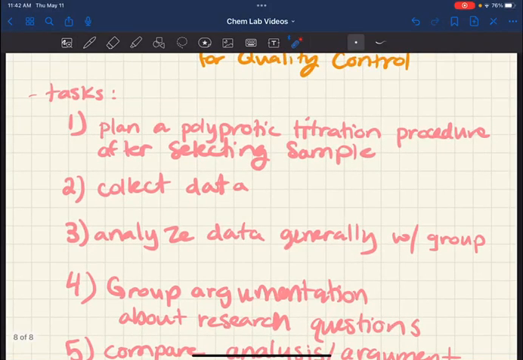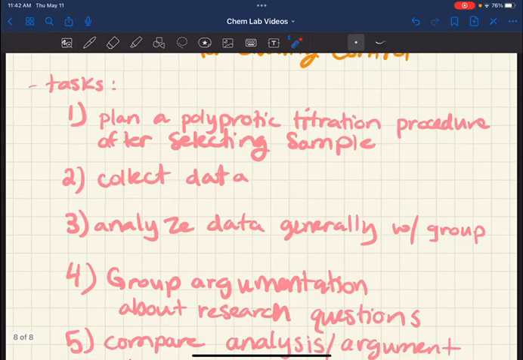All right, so the tasks involved in the experiment are that initially you and your group would plan a triprotic titration procedure after you have selected your sample. You will carry out that procedure and collect your own data, so you'll have to decide how to set up your tables, how much you should depend on the digital data versus how much you should actually record. And I strongly recommend recording as much as you can as you go, so that even if something happens to the digital data, you have it. So that can be one person's job, but you'll have to negotiate who's doing what.